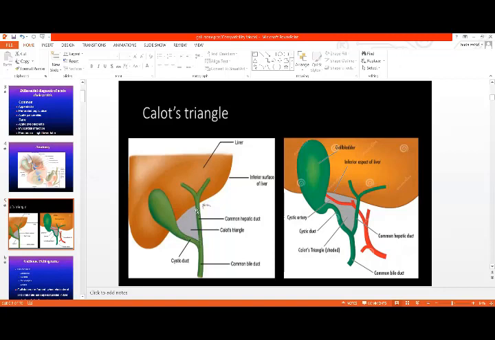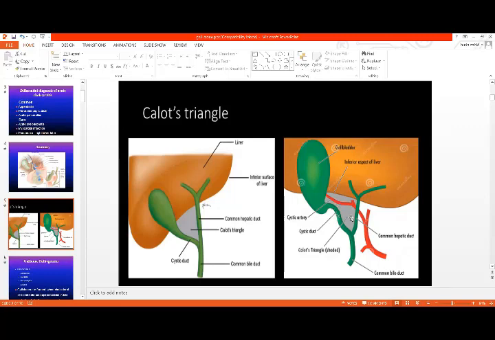So that's the triangle. And what are the contents of the triangle? Look at this. I've shown you the arterial supply, the cystic artery. The cystic artery goes through it. This is the inferior edge of the liver. Inferiorly, the cystic duct and the common hepatic duct. So that's the boundary, and the contents are the cystic artery. Contents of Calot's triangle: cystic artery.